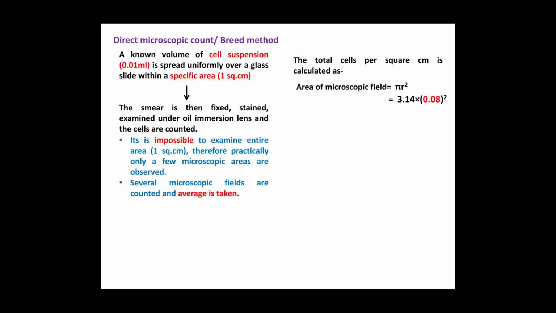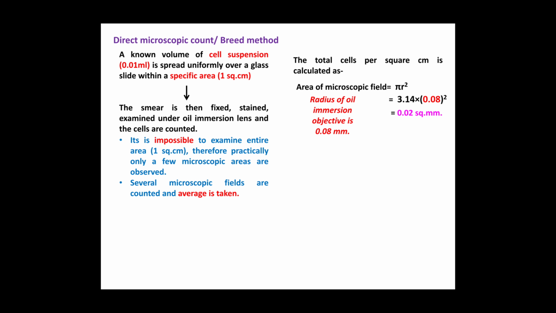The value of pi is 3.14 and the value of the radius of the oil immersion field is 0.08 mm. So just doing this calculation, we will get the area of the microscopic field as 0.02 square mm.